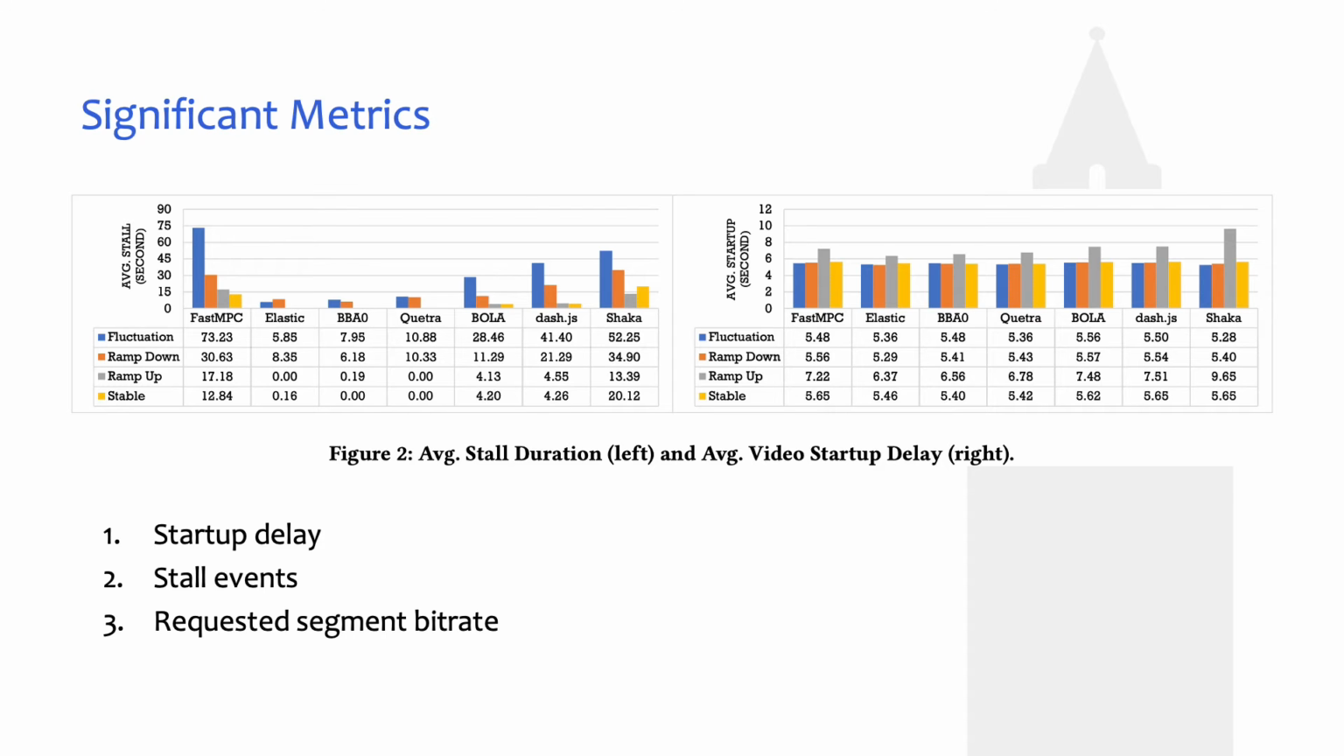All of the ABR algorithms have almost the same startup delay except for Shaka Player in the ramp-up profile, which is around 10 seconds.